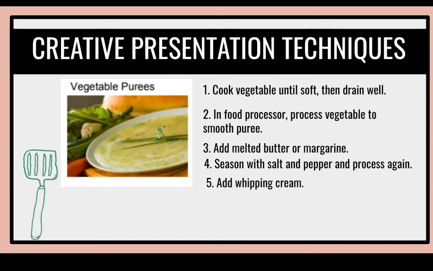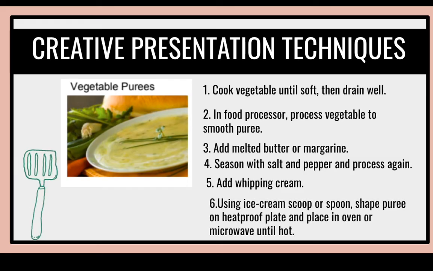Add whipping cream, and you can use an ice cream scoop or spoon so that you can shape the puree on a heated plate and place it in the oven or microwave until hot. Then you're going to have your vegetable puree.